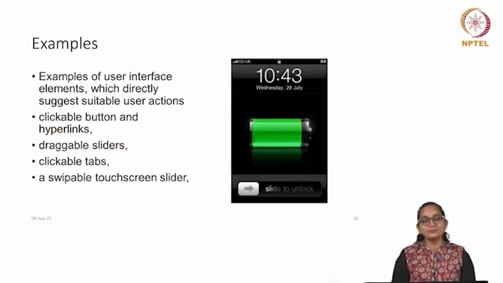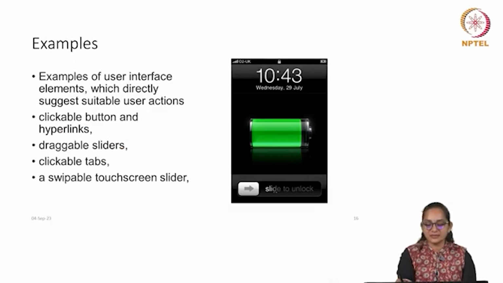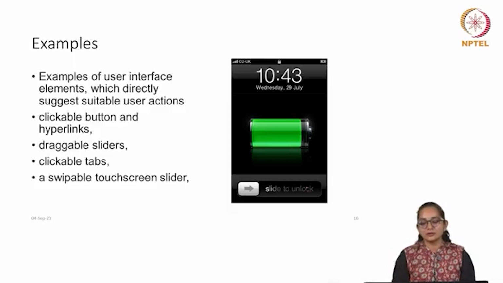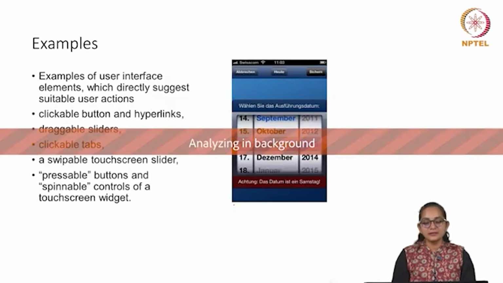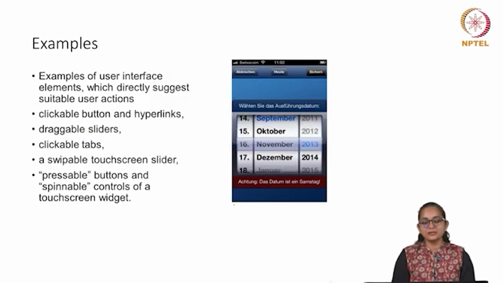Then this swipeable touch screen slider, again just by looking at it, it has this gliding glow, which kind of indicates that okay, slide. It also has a signifier, it says slide to unlock as well. It also has an arrow which is considered a logo-based signifier, and just by looking at it, you know that it is an invited call to action. Then there can be pressable buttons or spinnable controls.